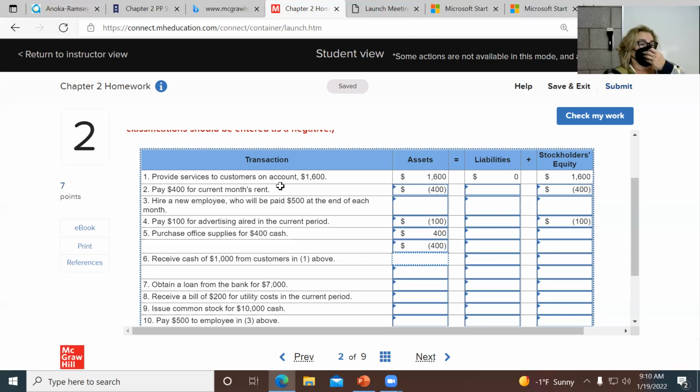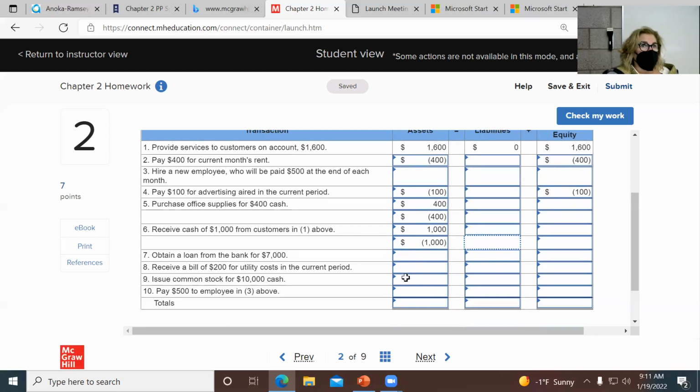Next, receive cash of $1,000 from customers in one above. What's going up? Cash. What's going down? Accounts receivable. Isn't accounts receivable an asset? So one asset's increasing, one asset's decreasing. Any questions on that?